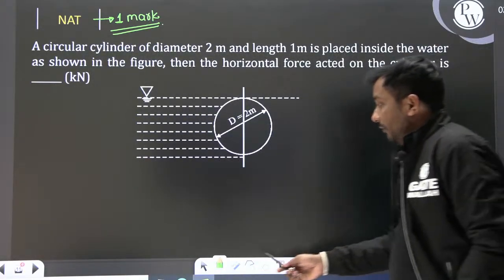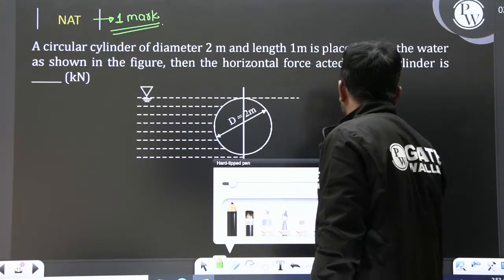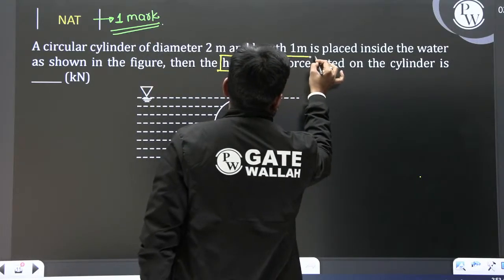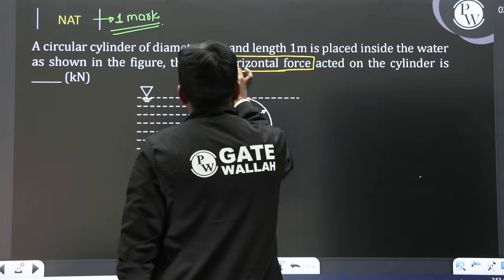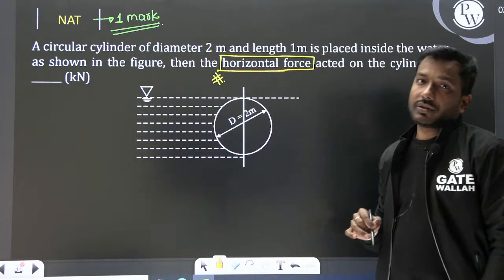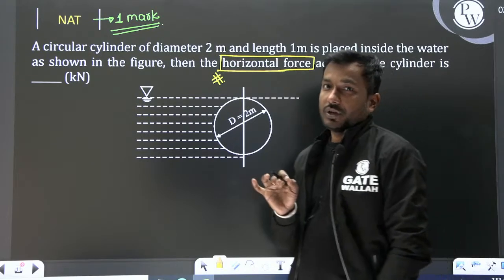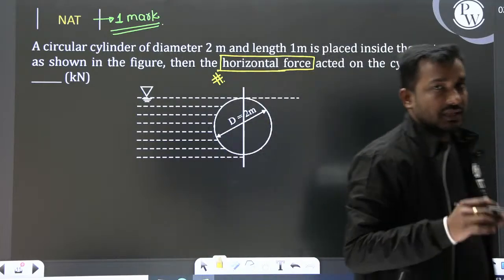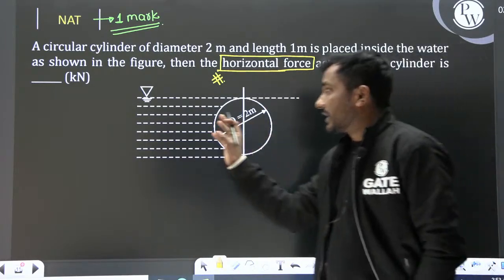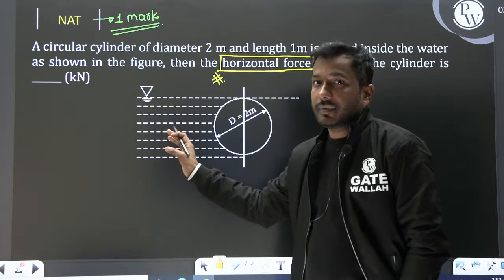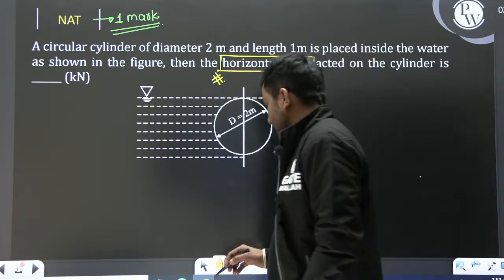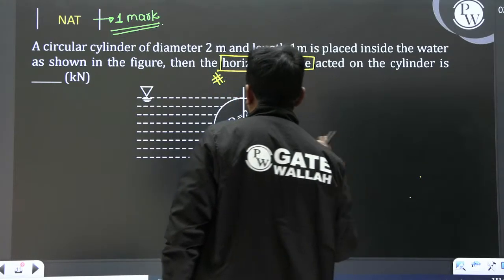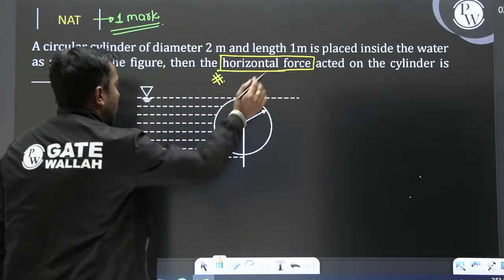In this question, they have only asked for the horizontal force. You just need to calculate only the horizontal force, not the vertical force or the resultant force. Just calculate the horizontal force acting due to the fluid medium on the cylinder surface. For horizontal force, we should project the curved surface on a vertical plane.